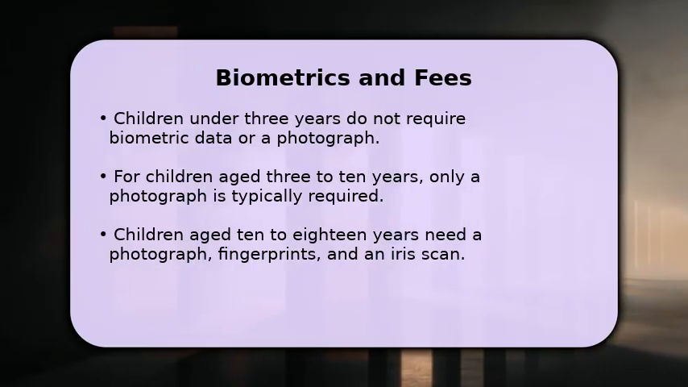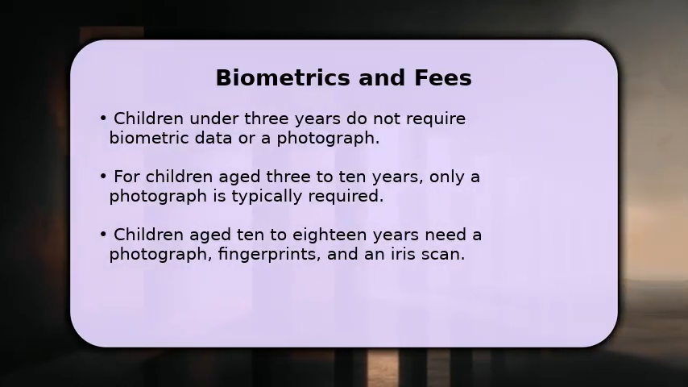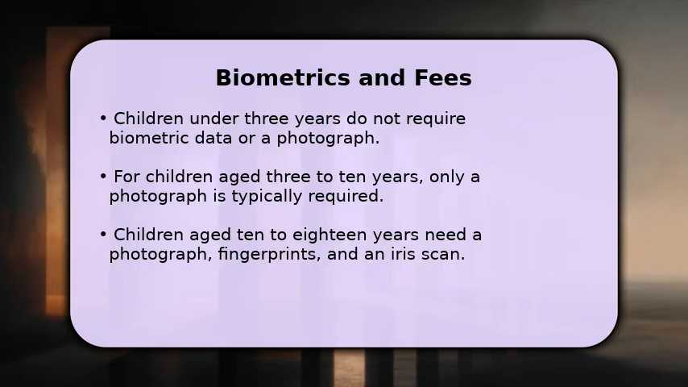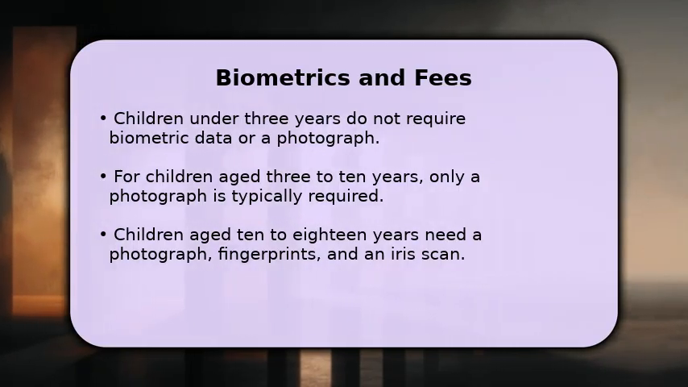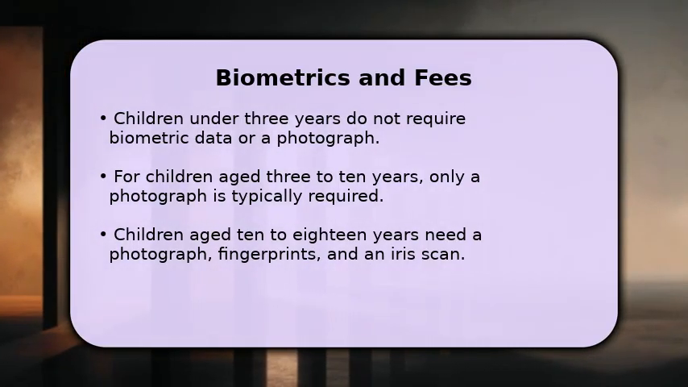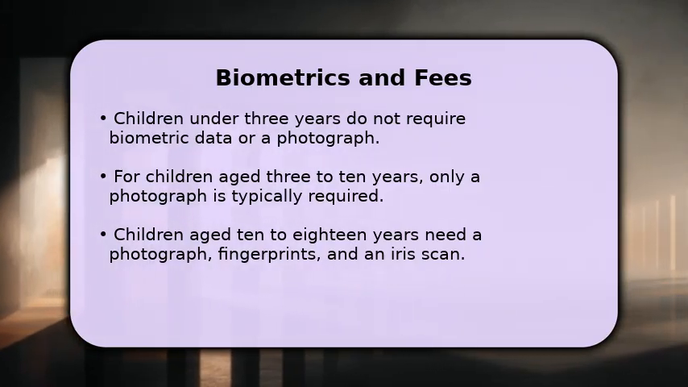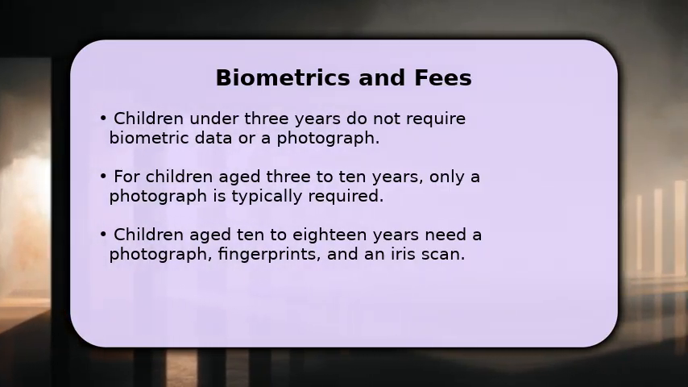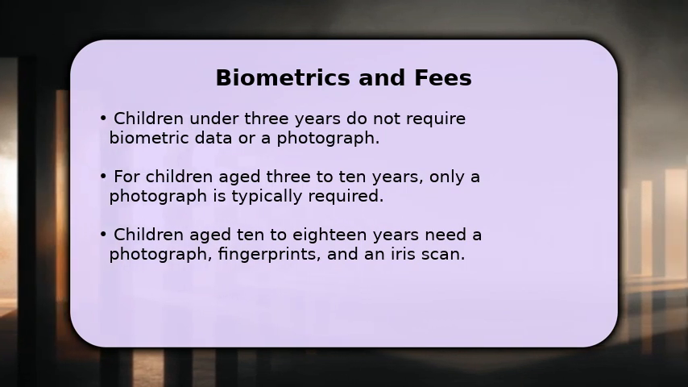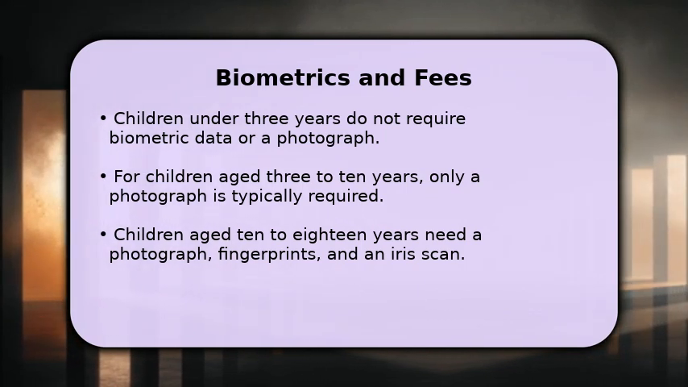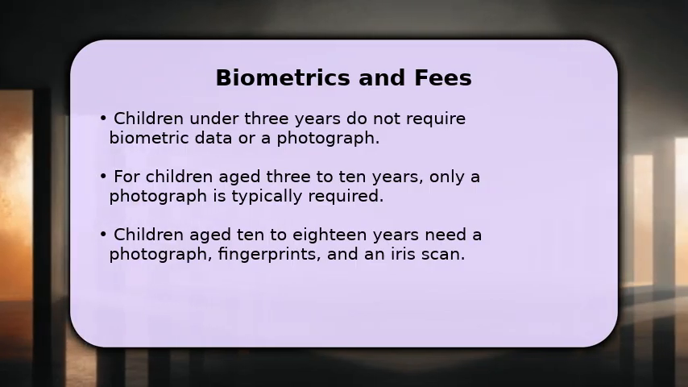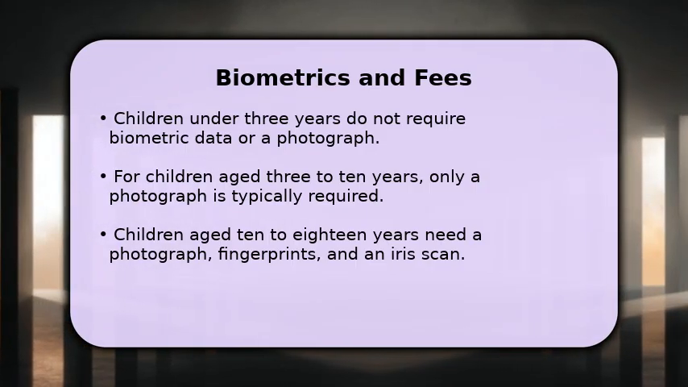Biometric requirements depend on the child's age. For those under 3 years, no biometrics or photographs are needed. Children aged 3 to 10 years only require a photograph. However, if your child is between 10 and 18 years old, a photograph, fingerprints, and an iris scan are compulsory. Regarding fees, a standard application costs 50 rupees, while the executive processing, offering faster service, is 500 rupees.